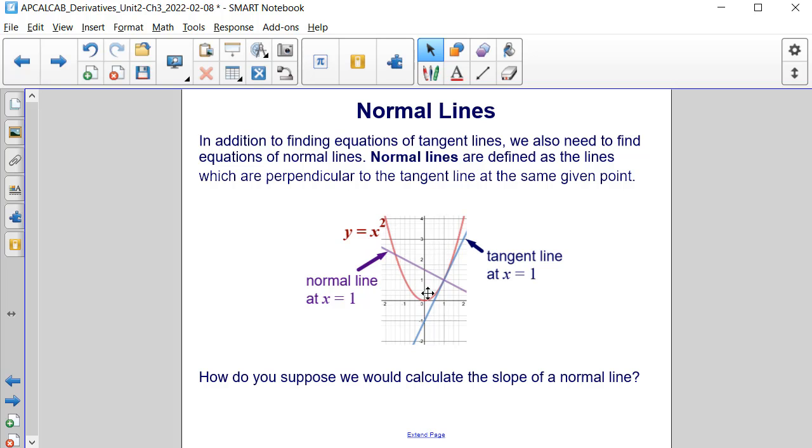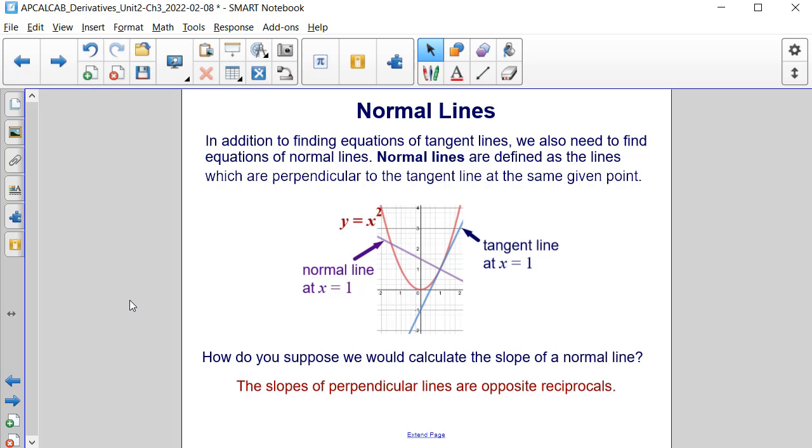So if we have y equals x squared, and we have the tangent line at x equals 1 right here, its normal line is perpendicular to the tangent line at x equals 1. How do you suppose we could calculate the slope of a normal line? Take a moment and pause this video and think about it, and when you're done, unpause it.